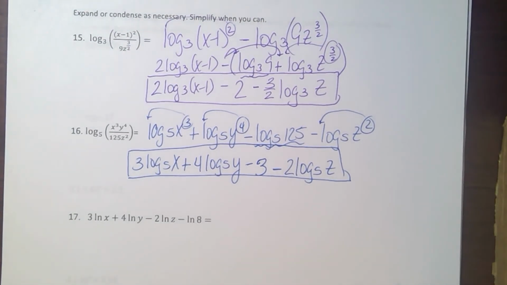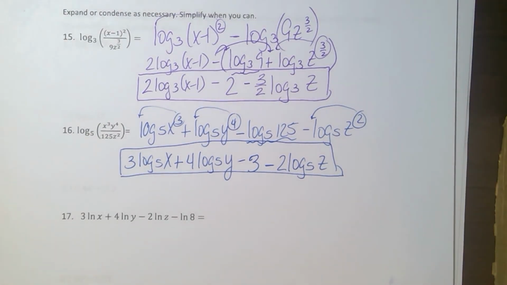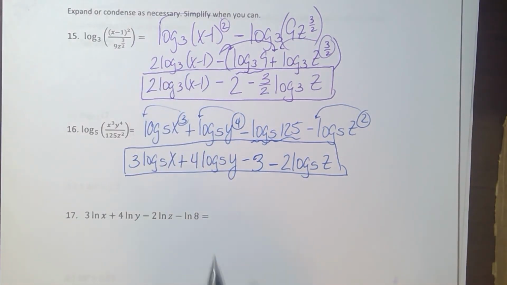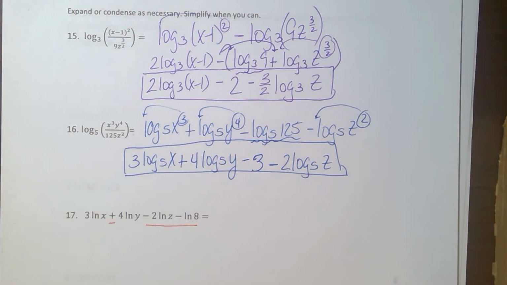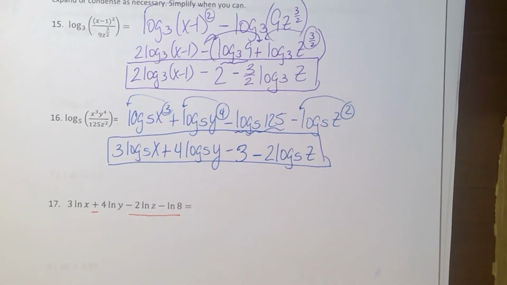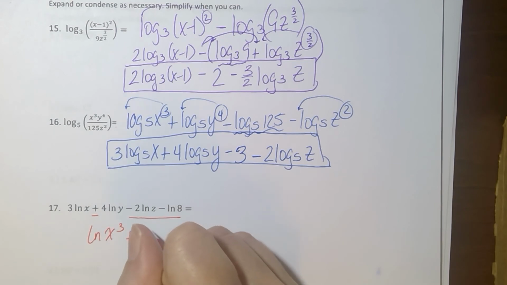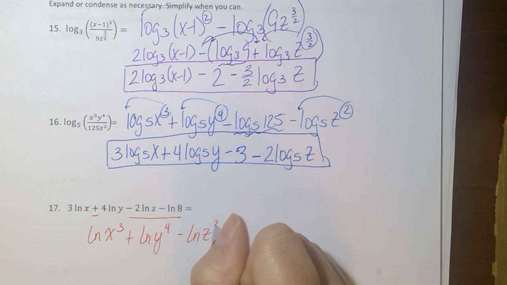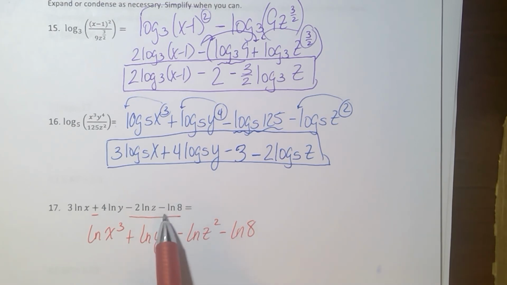All right, number 17, the last example here that we have. Once again, these two were expanding. This one is going to be condensing. Notice that I'm adding here and I'm subtracting both of these. Let's use our power rule first. Our power rule would give us natural log of x cubed plus natural log of y to the 4th minus natural log of z squared, and then minus natural log of 8 because I don't have an exponent or a coefficient in front of that natural log 8.